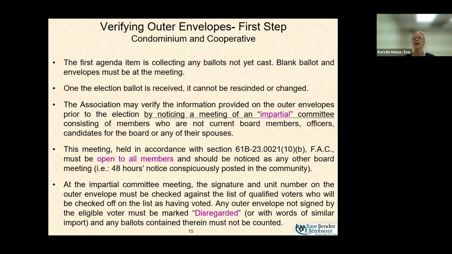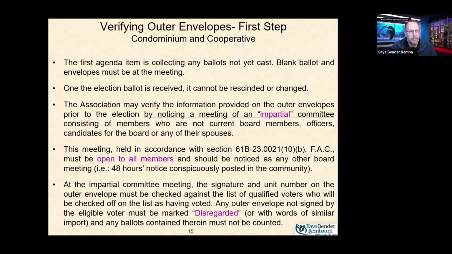You put it to the side and you continue verifying the rest of your ballots. You're not opening any ballots at this impartial committee meeting. Once all the ballots have been verified, then you adjourn the meeting, and that's it. You bring those ballots to your election meeting.